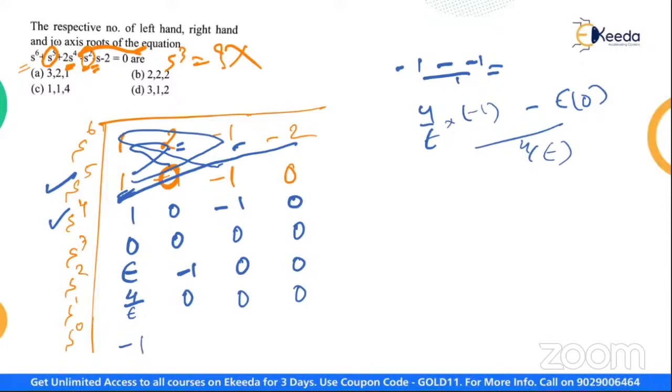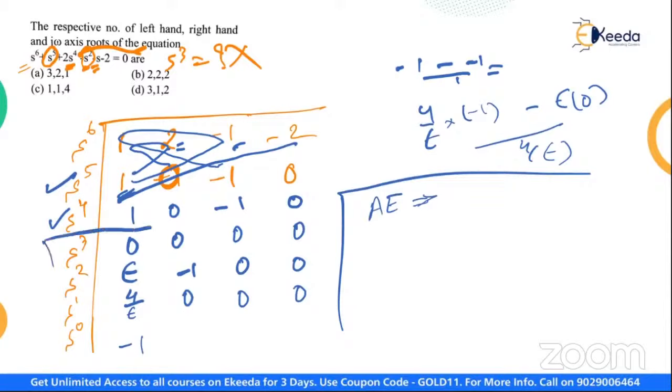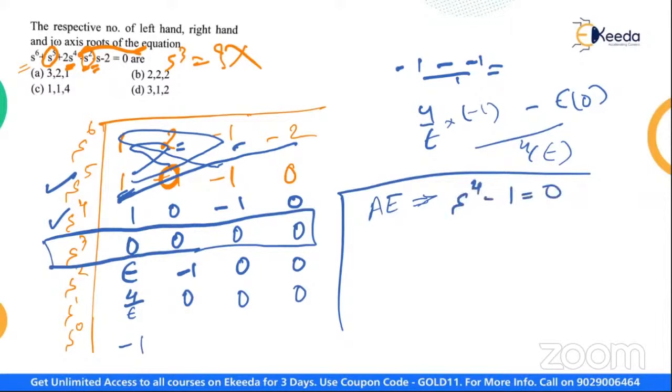Now, just see here. What is the auxiliary equation? The row which is just above the row of zeros will give you the auxiliary equation. This is the row of 0, correct or not? Above this, whatever is the row, it is going to give you the auxiliary equation. So the auxiliary equation is s to the power 4 plus 0, very simple, s to the power 4 minus 1 equal to 0. The roots of that will give you the exact value of poles which are on the j omega axis.